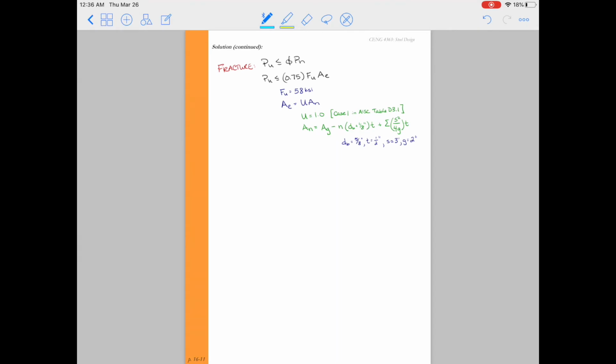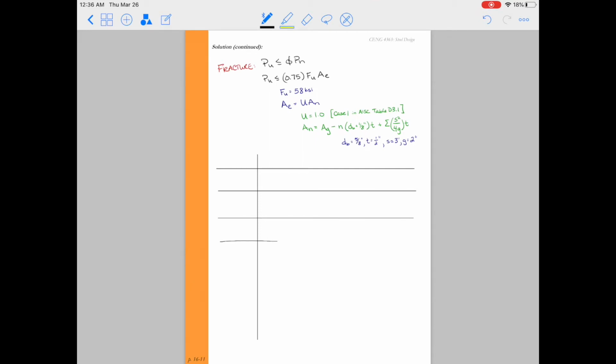Alright, the easiest way to assemble your calculations is, I think, to make a table. And so I'm going to go ahead and set up a little table here. In the table, we're going to want to look at those different paths and then do the net section area calculation for each path. We had 5 paths from the previous page, so we'll set up this table so we can look at those 5 different paths.